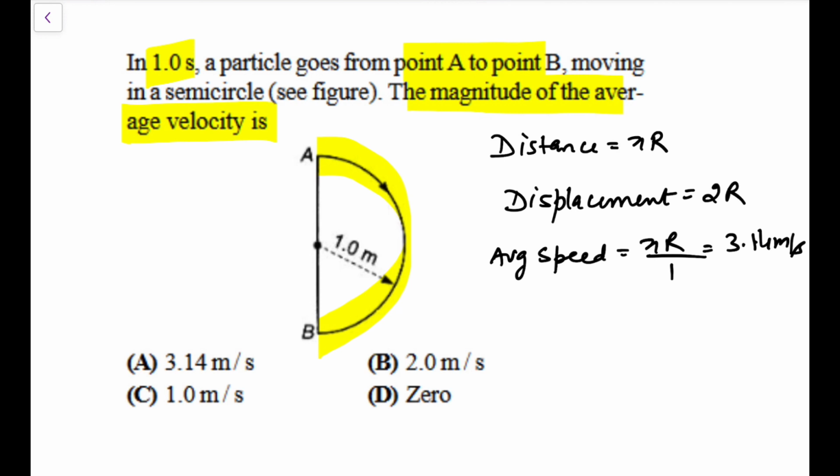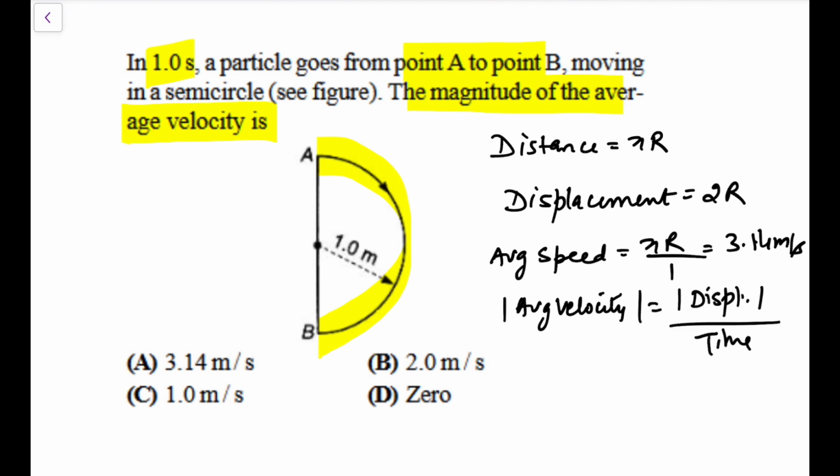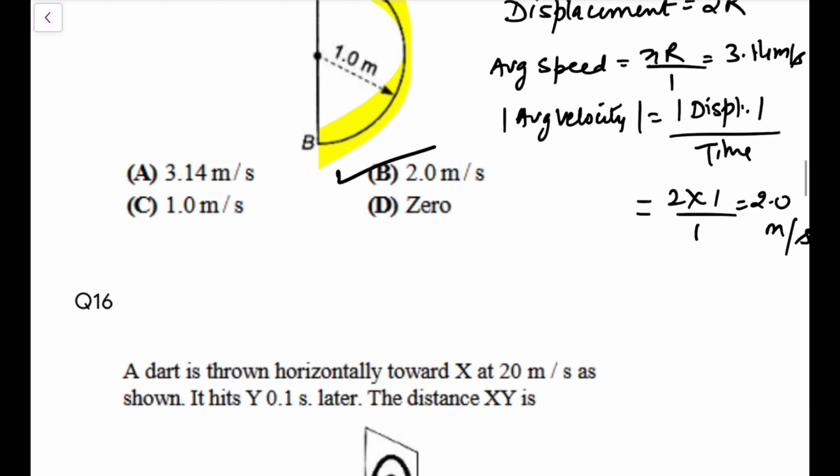But you are asked the magnitude of average velocity. So the magnitude of average velocity, you know, mod of average velocity is mod of displacement upon time taken. So mod of displacement is 2 into 1, time taken is 1, so that would be 2.0 meter per second. So the average velocity magnitude would be B, average speed magnitude would be A.